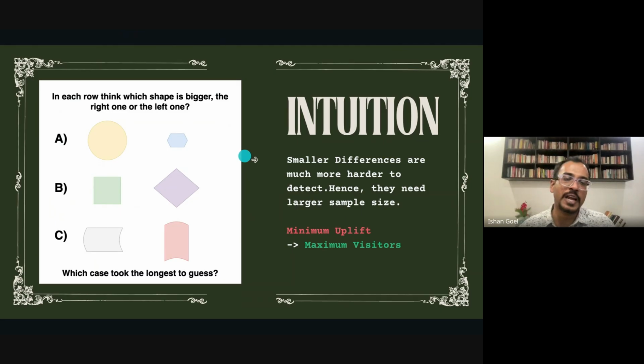Essentially, what I'm trying to highlight here is that when you look at A, you are very quickly able to tell that the yellow circle is bigger. You look at B, it takes a slight while, but you are still able to tell that this purple one is bigger. But when you look at C, it takes a lot of time to guess which is bigger, probably the longest. And that's what happens with statistics as well: when differences are small, statistics needs to be much more sure in declaring a winner. That's why once you define the MDE, anything larger than the MDE is detectable within that given sample size budget, but anything smaller than the MDE is not detectable in that budget.